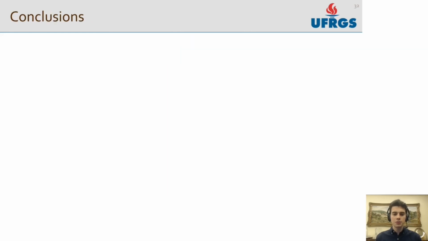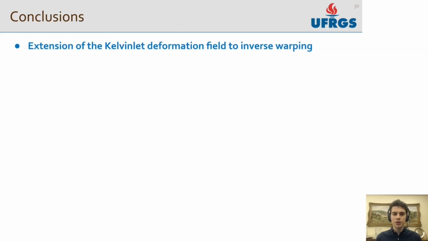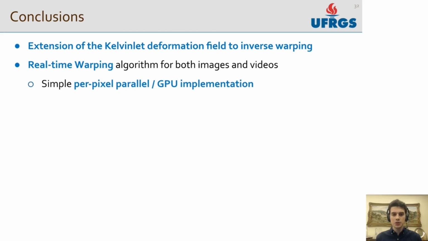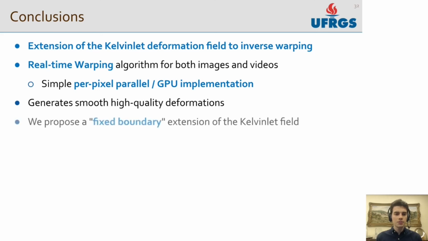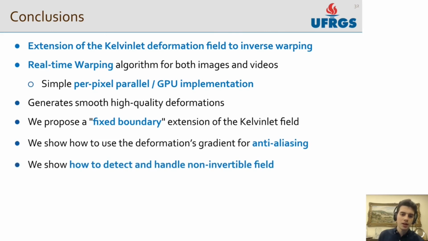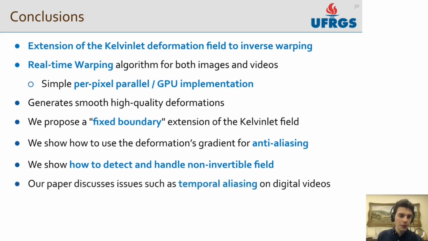In conclusion, we presented an extension of the Kelvinlet deformation field to inverse warping, a real-time warping algorithm for both images and videos that has a simple per-pixel GPU implementation and generates smooth, high-quality deformations. We proposed a fixed boundary extension of the Kelvinlet field and showed how to use the deformation's gradient for anti-aliasing. We show how to detect and handle non-invertible fields, and in our paper we discussed issues such as temporal aliasing on digital videos.